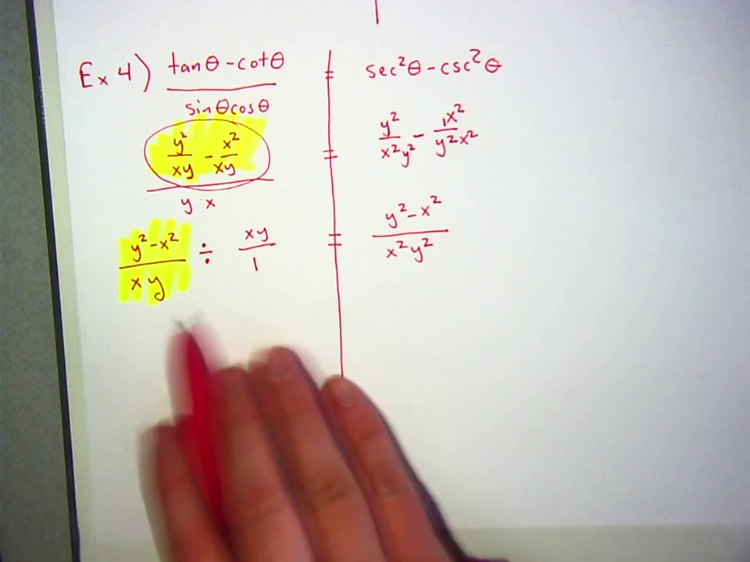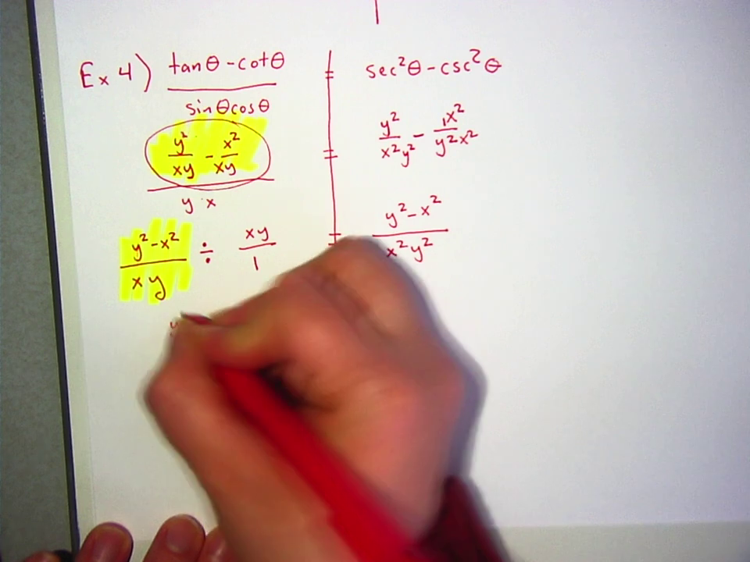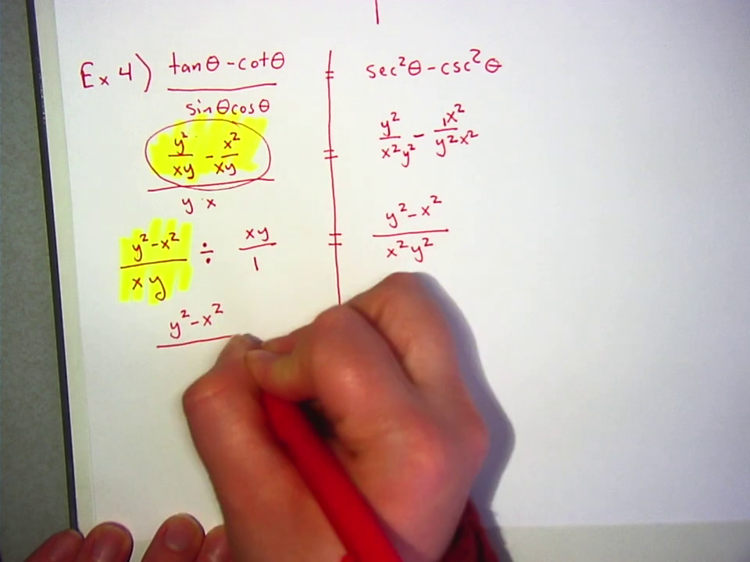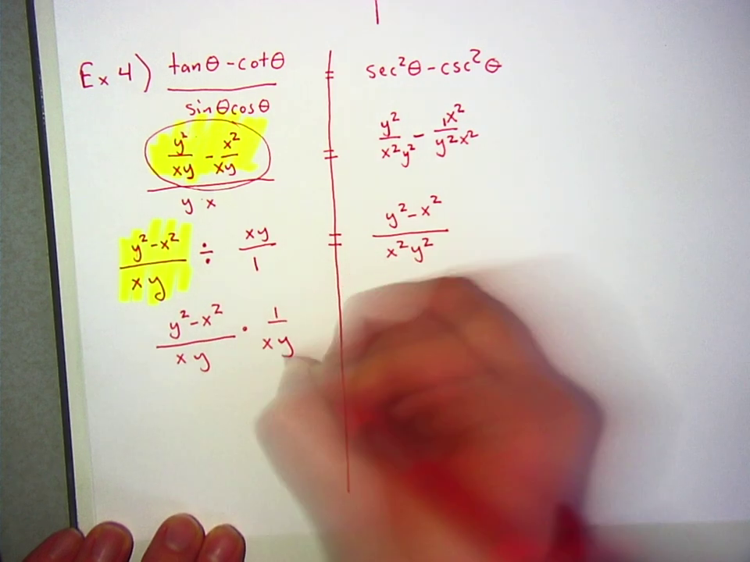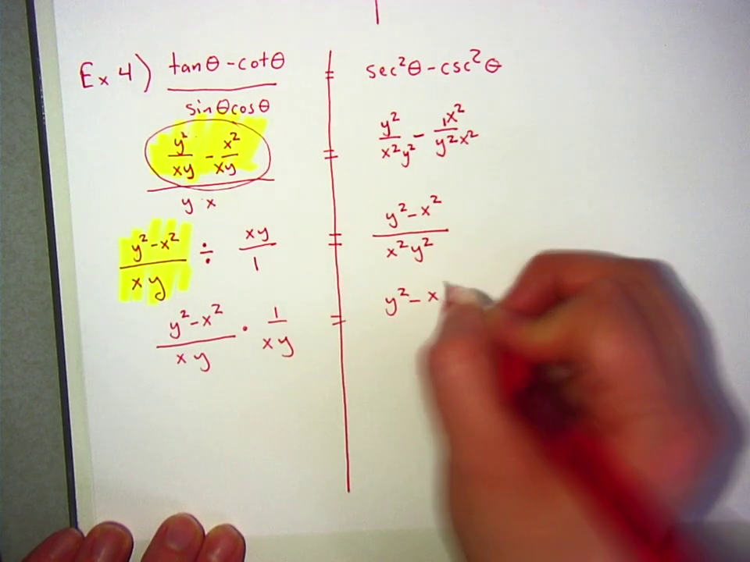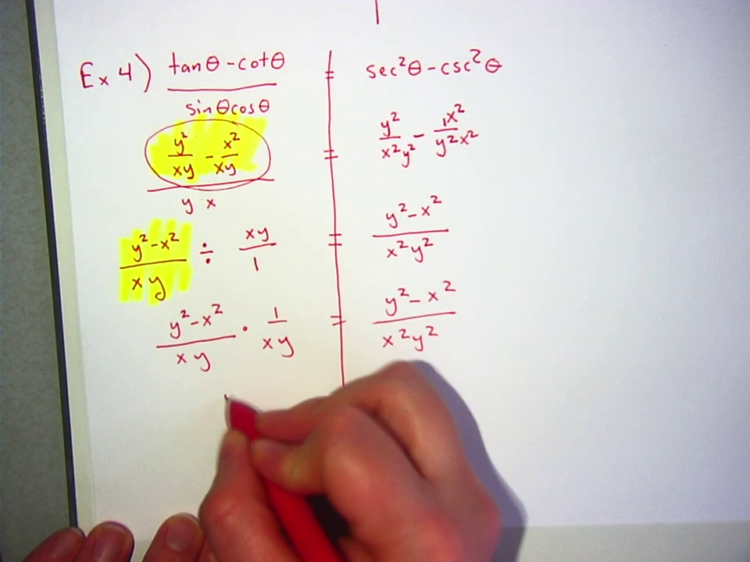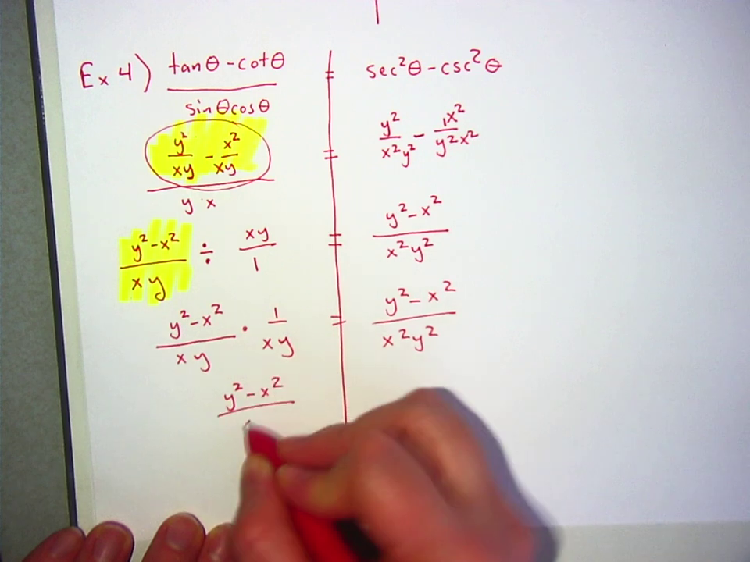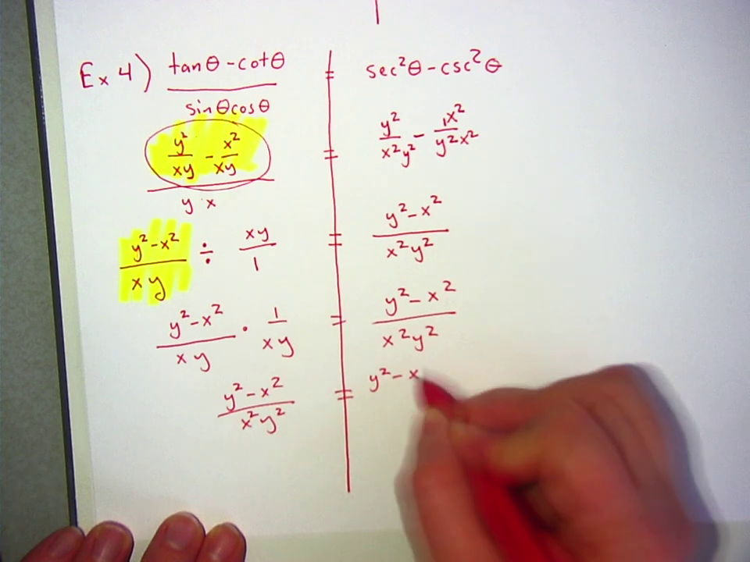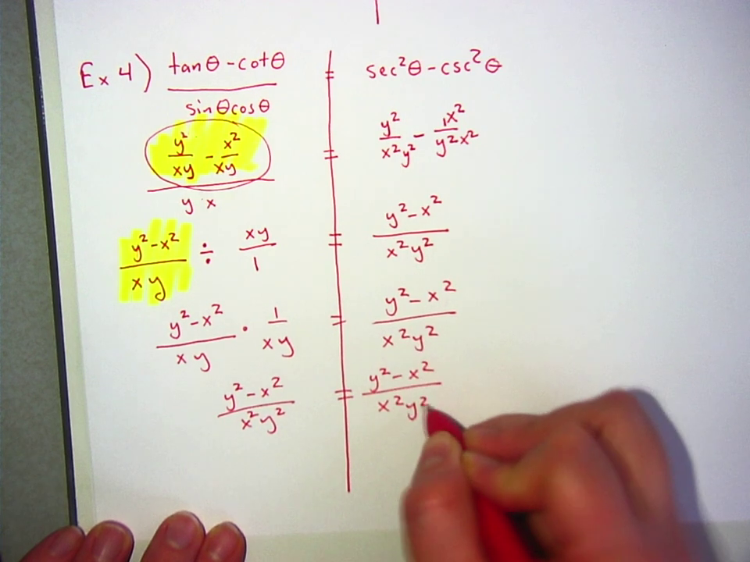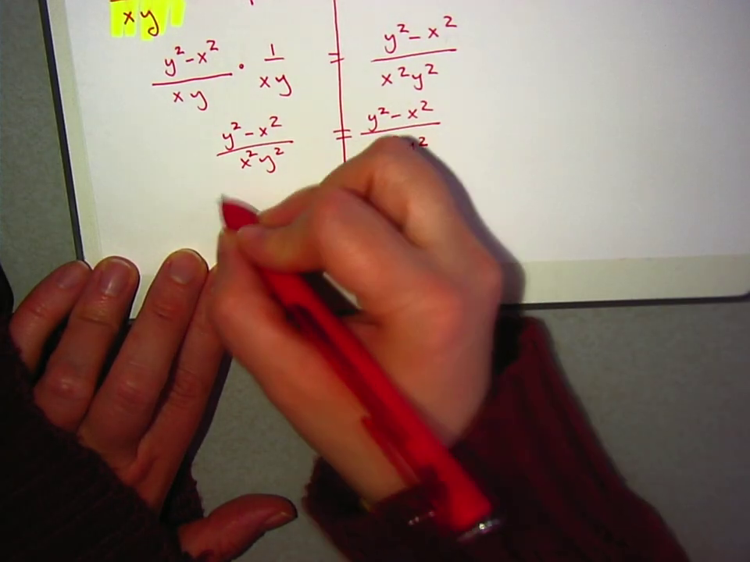Now what? I hate dividing fractions. Let's change it into times. What should I do? So y squared minus x squared over xy times 1 over xy. Can you see it coming together now? So now we end up with y squared minus x squared over x squared y squared equals y squared minus x squared over x squared y squared, which are the same thing. I just have to write it out.